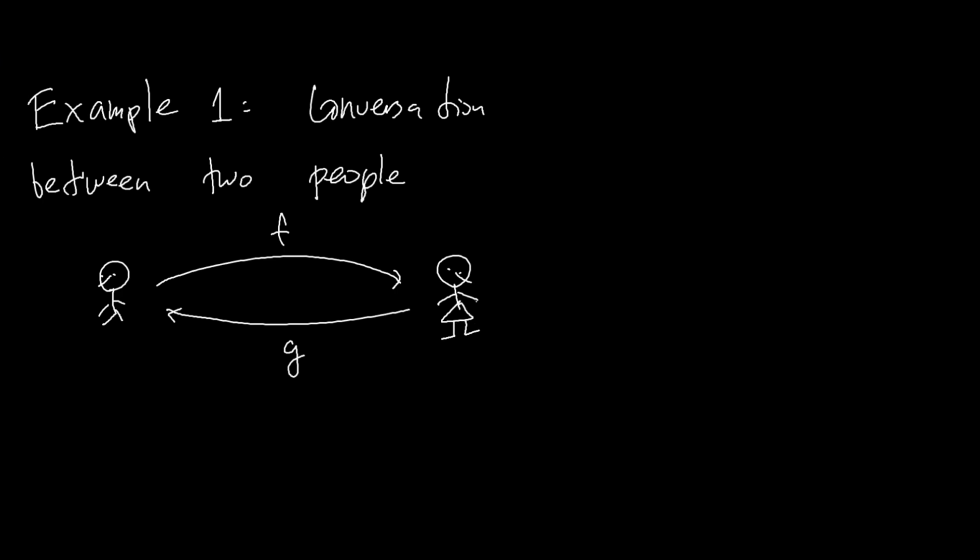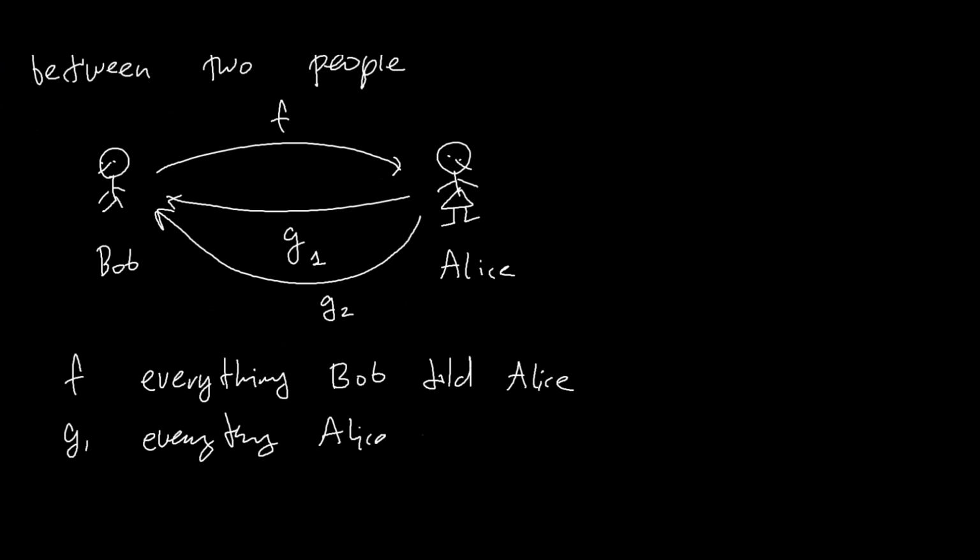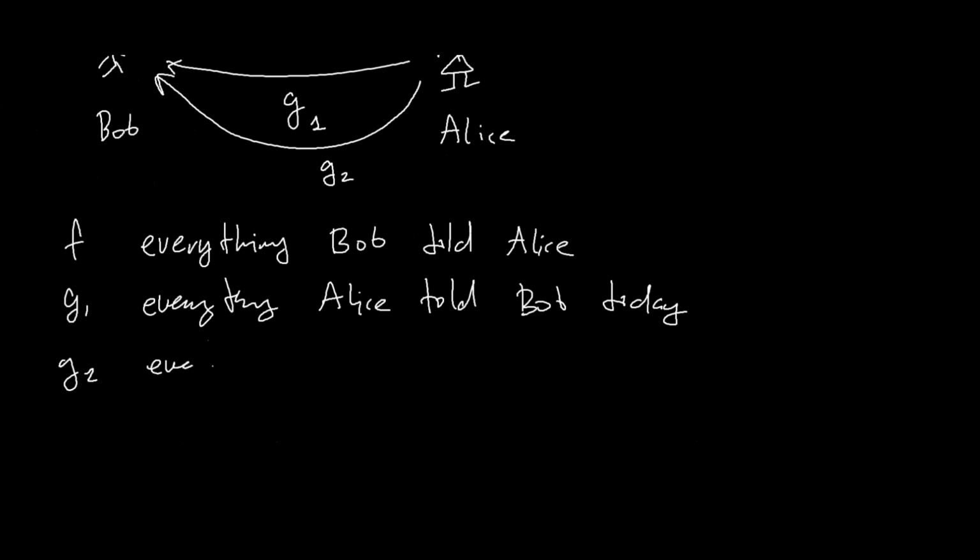Now, it could also be that I talk to, so let's say this is Alice, Alice and Bob. Okay, maybe this one is Bob, and the other one is Alice. So Alice could say something to Bob today, but then tomorrow Alice could also say something to Bob, and that would be maybe a different morphism because we want to distinguish what has been said today and what has been said tomorrow. So we could maybe have G1 and G2, where possibly F is everything Bob told Alice, whereas G1 is everything Alice told Bob today, and G2 is everything Alice told Bob yesterday.